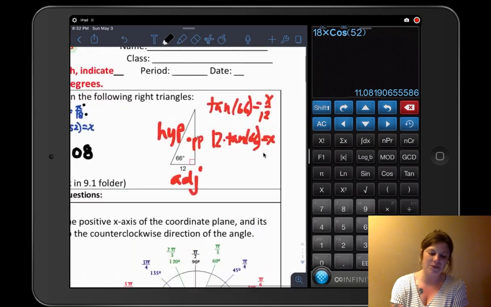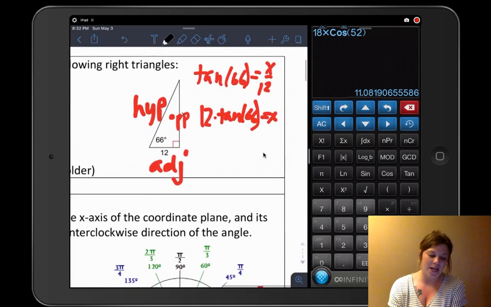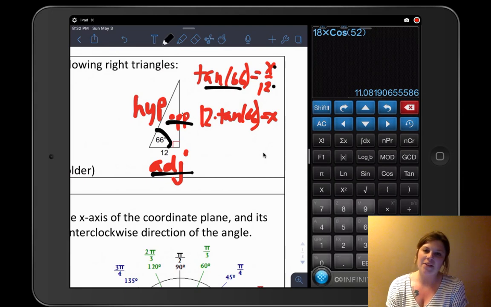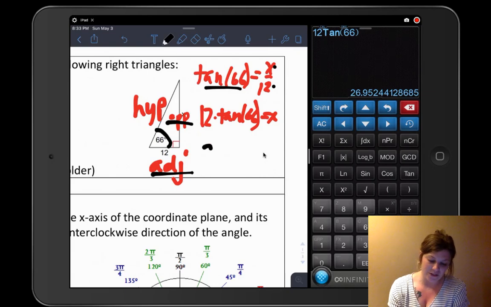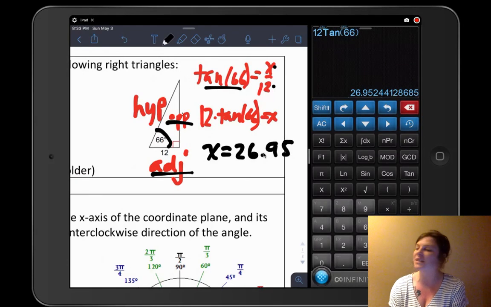Let's take a look at this one over here. We can see that we have our opposite and we have our adjacent to 66 degrees. So we set it up with tangent 66 is x over 12. And then to solve, you just multiply both sides by 12. And so putting it in your calculator, it should be 12 tangent 66. And then that is our answer. So we have 26.95 for our answer. So x equals 26.95 is our final answer.